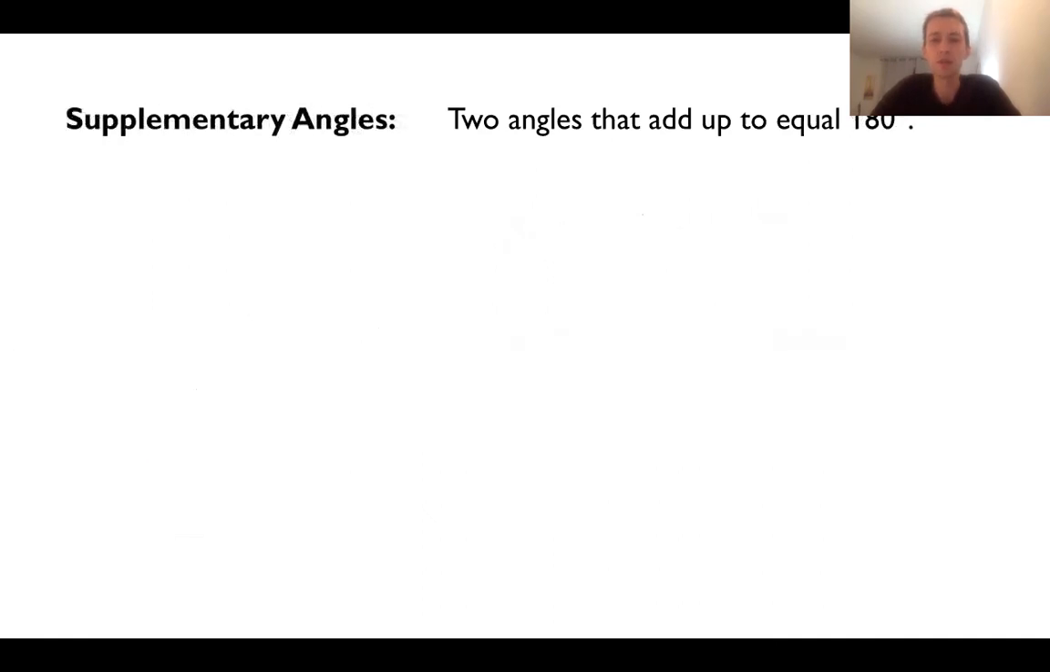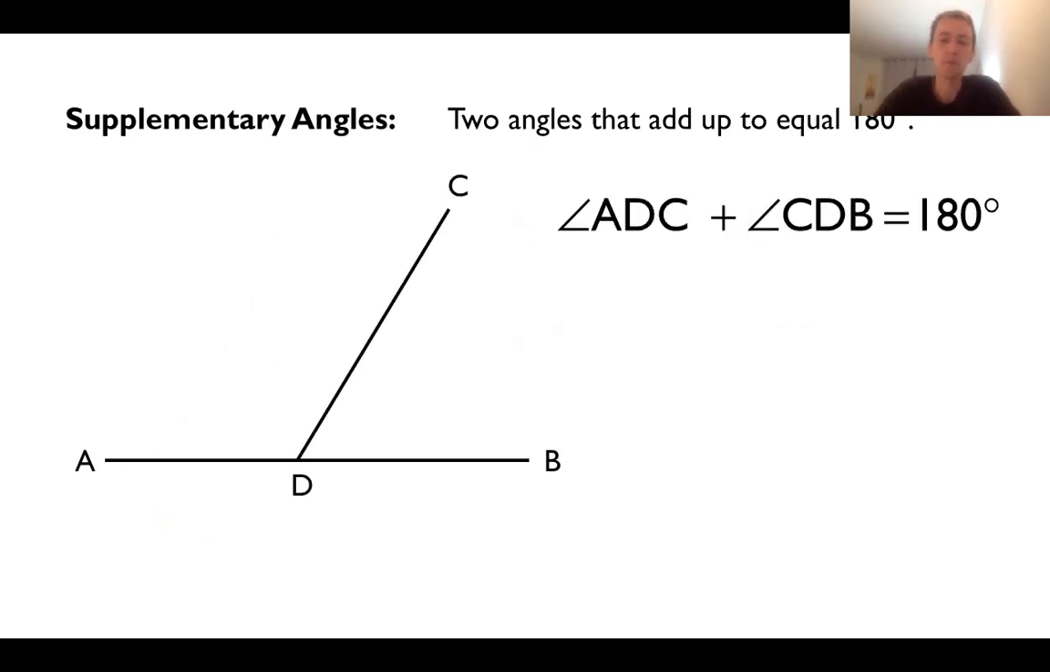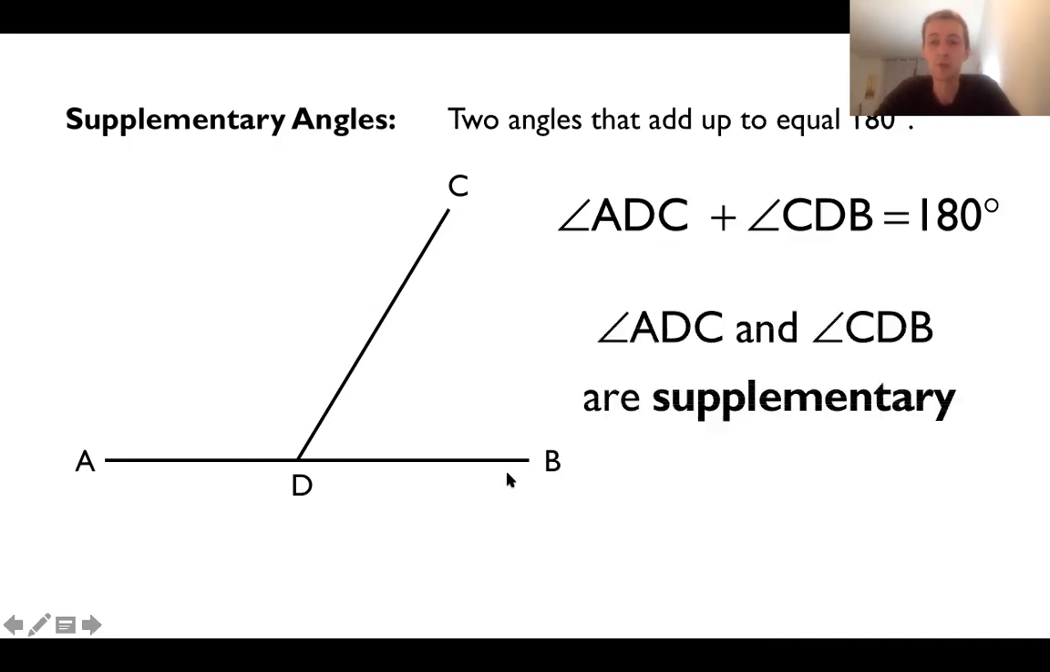Here's another definition. Again, I'm sorry if I'm in the way, but similar idea. Two angles that add up to total 180 degrees or form a straight line are called supplementary angles. So let's draw ourselves a line. We've got AB. I'm going to put in another line here, CD. So I've just made a couple of angles. What I can say is that as I go from A to D to C and C to D to B, those two angles are going to total 180.